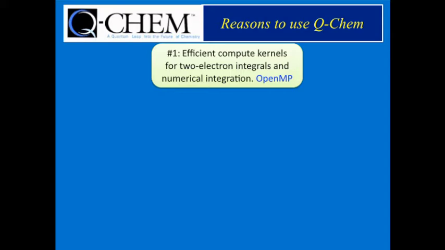Q-Chem was originally built on the idea that we wanted to do things as efficiently as possible. So the number one reason that anybody should consider Q-Chem is its very high efficiency in the fundamental kernels of quantum chemistry, namely the two electron integrals that control the overall cost of density functional theory calculations, and the exchange correlation quadrature that is associated with numerical integration, and the various corresponding pieces that contribute to the overall efficiency of electron correlation methods. And very important these days is OpenMP for parallel capabilities.